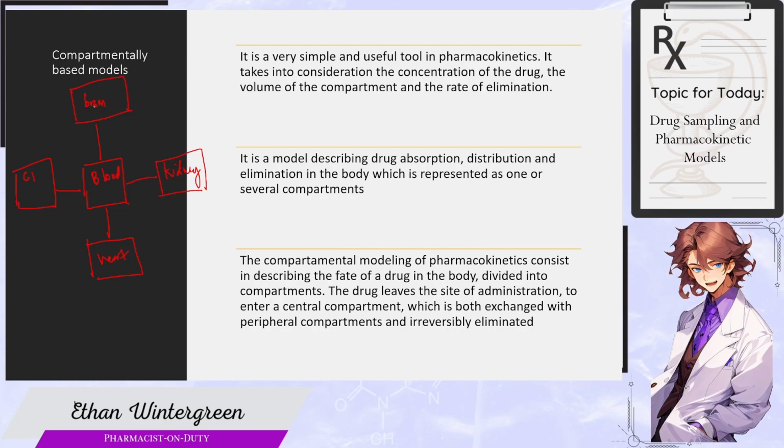So in the compartmentally based model, we separate the different parts of the body as different compartments. And the relationship between each compartment can be represented by pharmacokinetic constants such as distribution constant, elimination constant, or absorption constant. So from GI to blood, it is an absorption constant. Kidney to urine, it is an elimination constant. Okay? It is a very simplified method of showing drug flow in the body, but it's also very effective. And it's one of the very useful models used in pharmacokinetics.